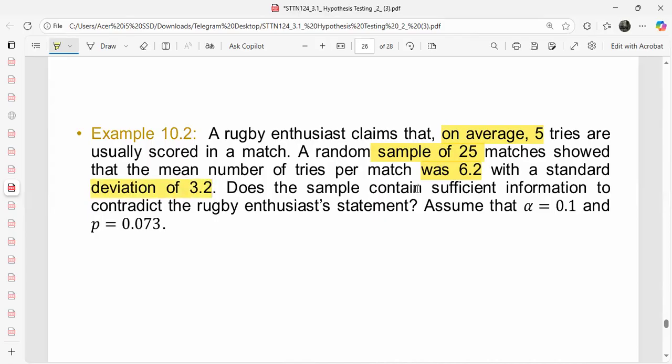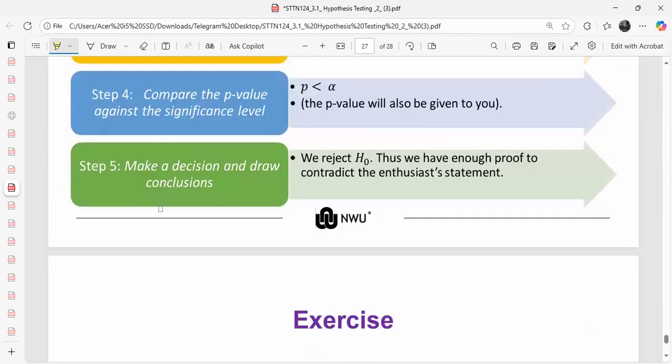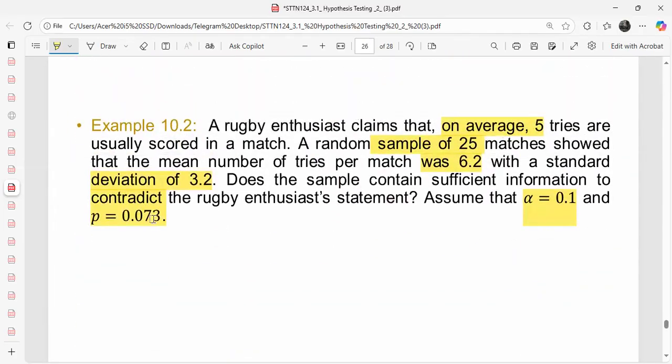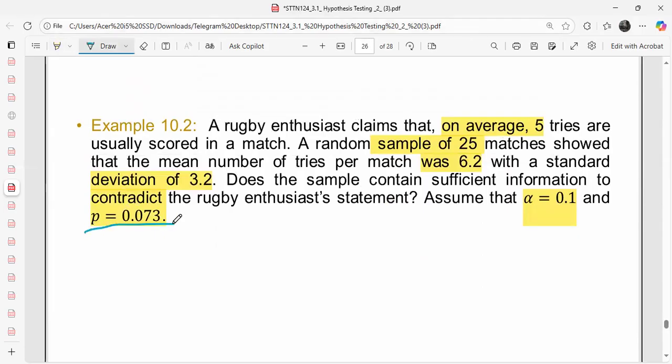Now, does the sample contain sufficient information to contradict the rugby enthusiast's statement? Assume that alpha is equal to 0.1 and the p-value is equal to 0.073. So by just looking at the p-value and the alpha, I can make the conclusion.